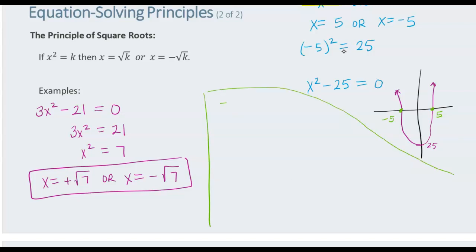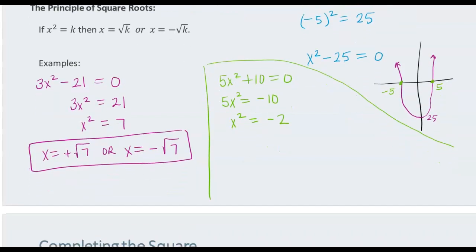Let's look at 5x squared plus 10 equals 0. We'll subtract 10 from both sides. Then we'll divide by 5. And then we'll take the square root of both sides. When I take the square root of both sides, I'll get that x is equal to the positive square root of negative 2, or x is equal to the negative square root of negative 2.